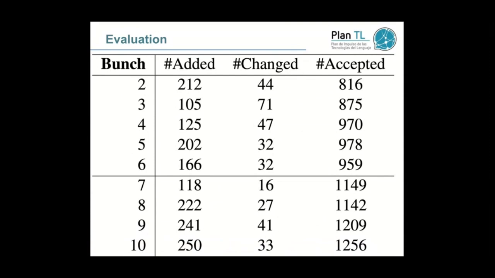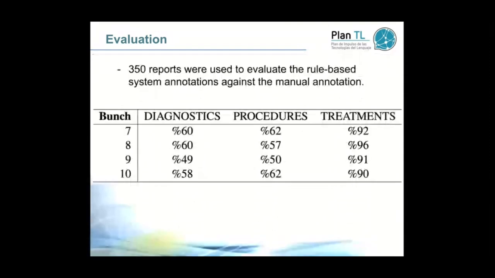As I said, the first 500 reports were used for improving the rule-based system. And the last four batches, around 350 reports, were used to evaluate the rule-based system against the manual annotations.